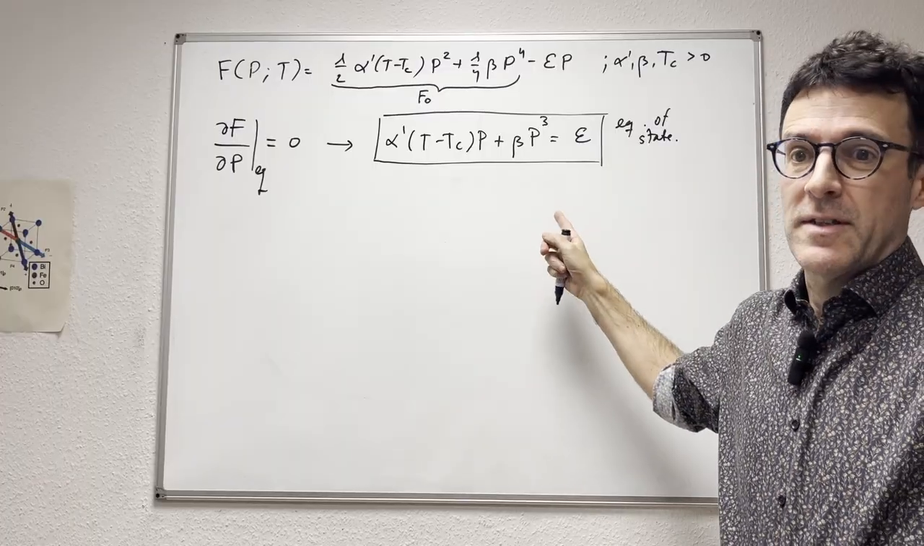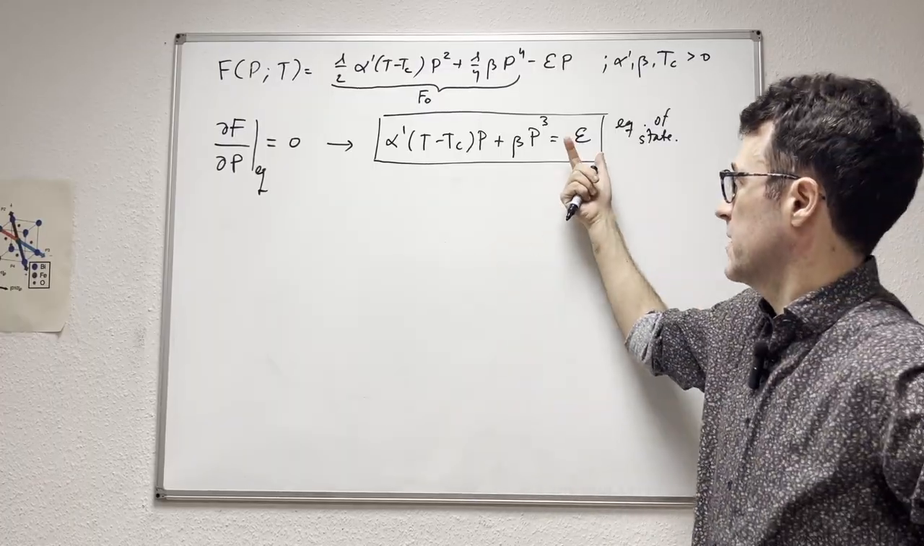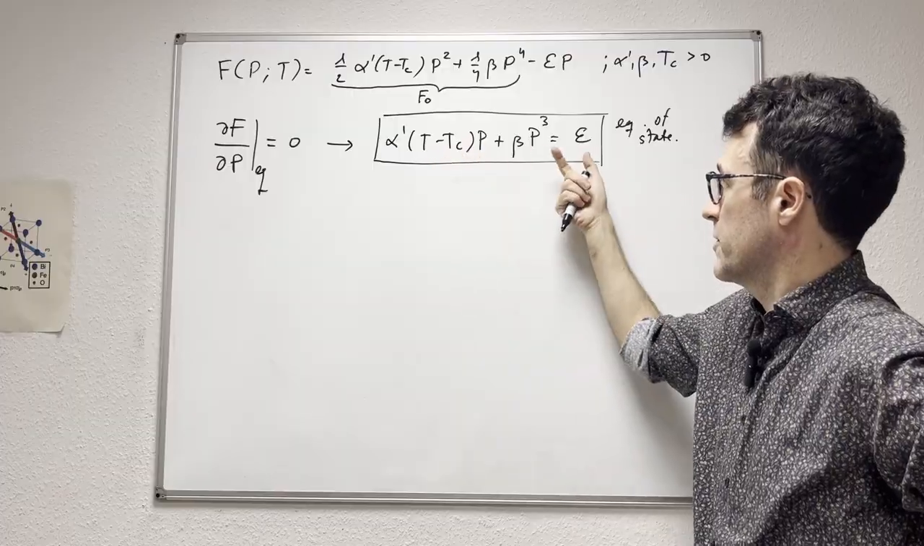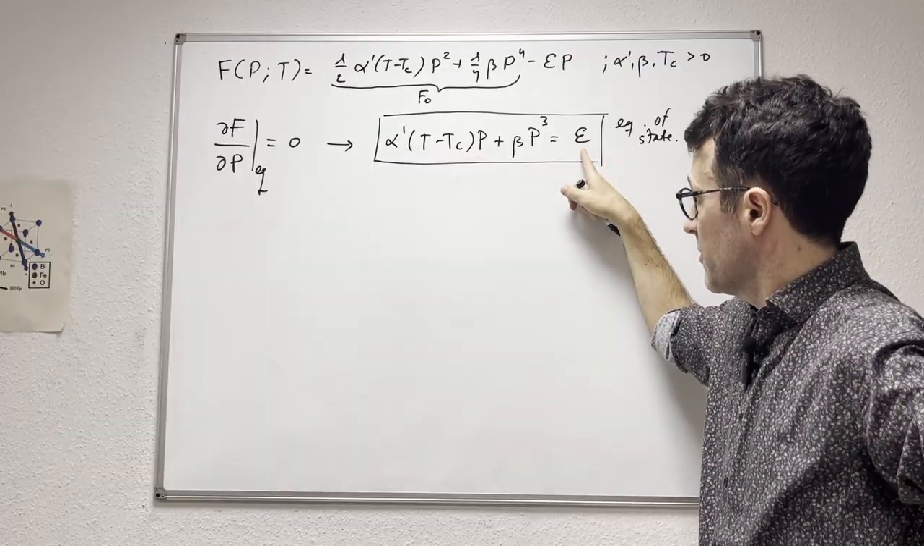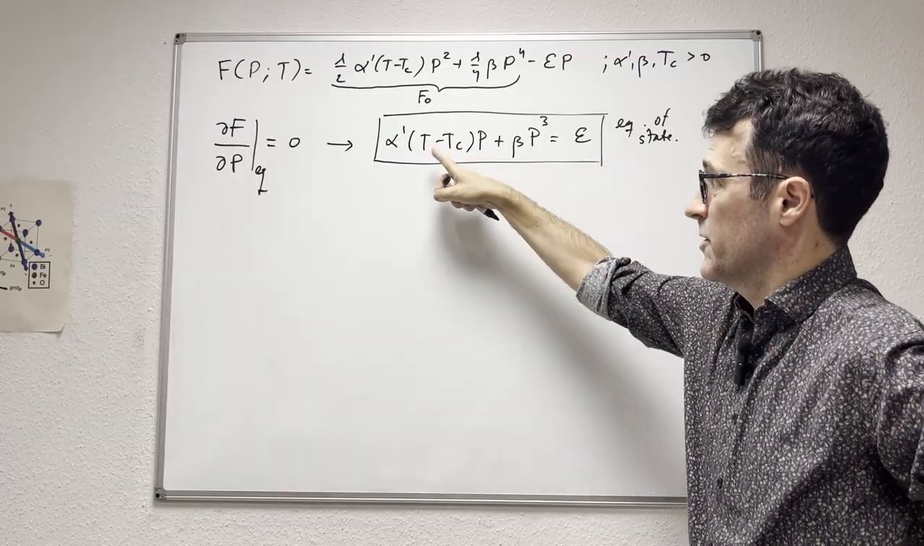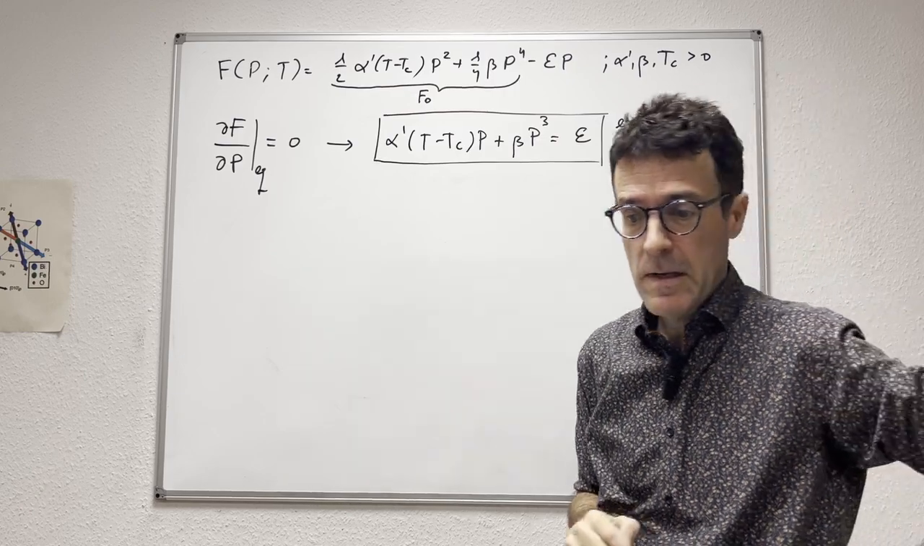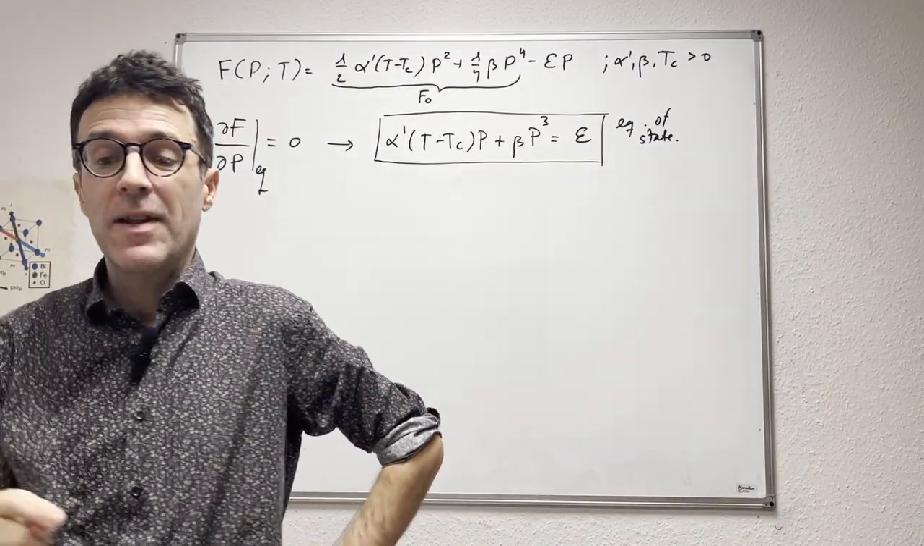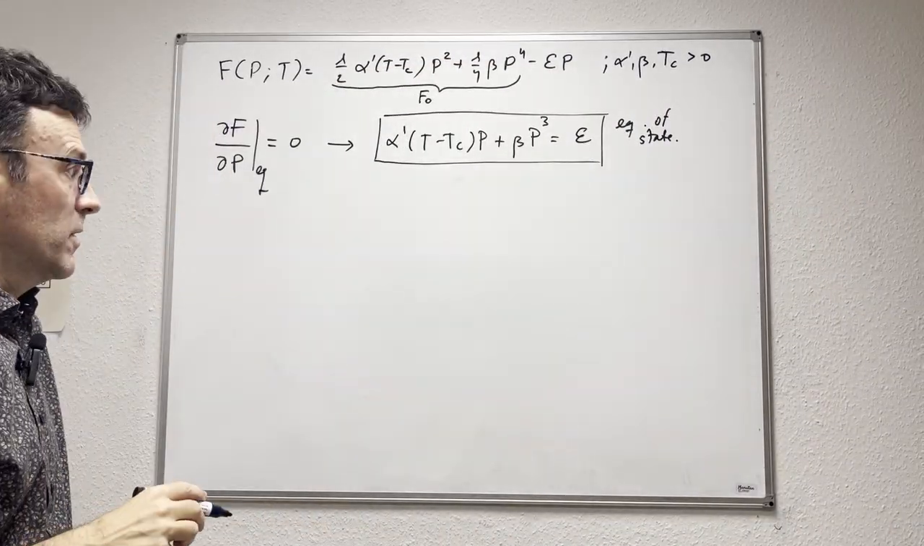This equation also tells us that we can understand this equation as a function of polarization and temperature, as the functional form or the expression for the electric field as a function of polarization and temperature. Okay? And what is this electric field? This is the electric field I have to apply to get such a value of the polarization.